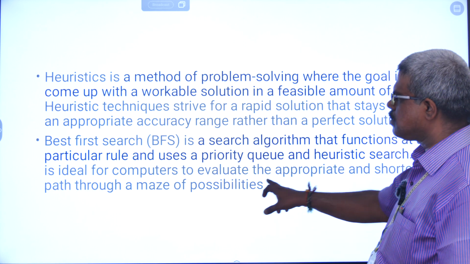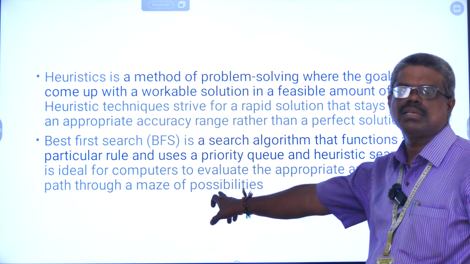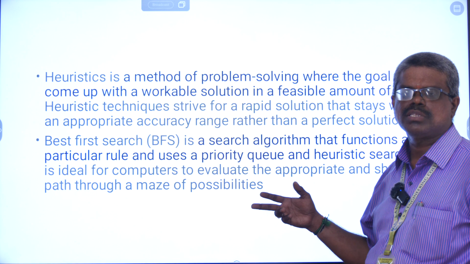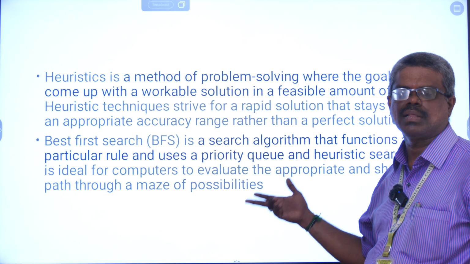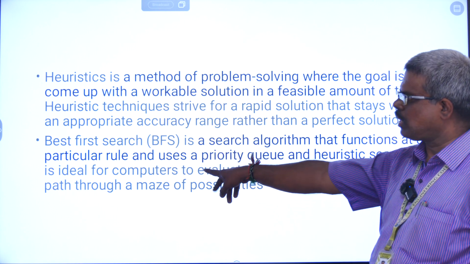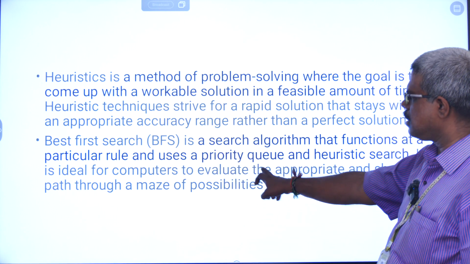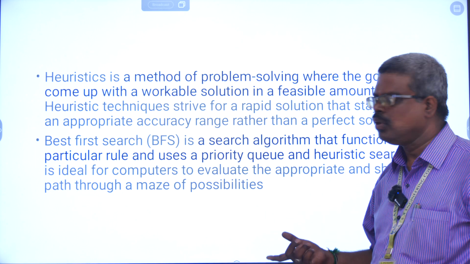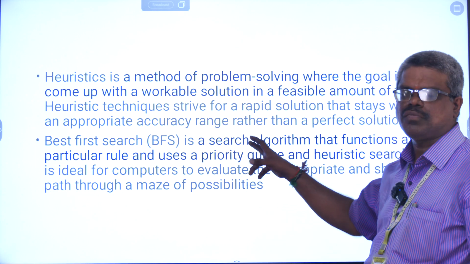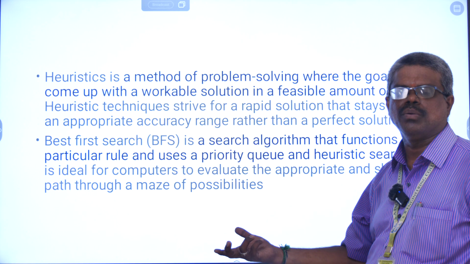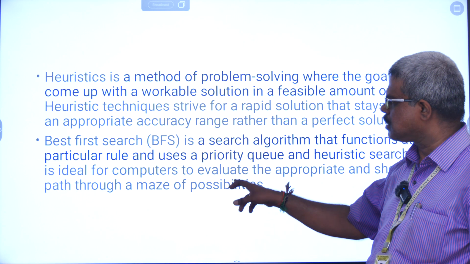Next one is best first search, otherwise called greedy search. In the best first search method, we have two types: breadth first search and depth first search, BFS and DFS. This is a search algorithm properly used with the concept of a priority queue. The queue is first in, first out. The logic is that the first data you enter into the queue will be popped out first. That is called a queue.